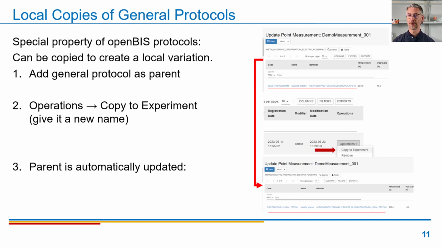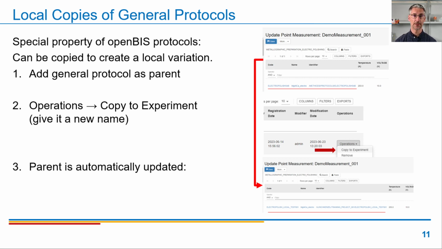So what are local copies of general protocols? This is a special feature of OpenBIS for protocols that doesn't exist for any other entities. Protocols can be copied to create a local variation. So first of all, when we do this, we add the general protocol from the inventory as a parent. So this is what we do on the top right here. And then if you scroll to the right, there is a little selection window called operations, and there you can say copy to experiment, and then you need to give it a new name. And this then automatically updates the parent that you created, and now you have a local copy of that general protocol in your area and you link to it automatically.